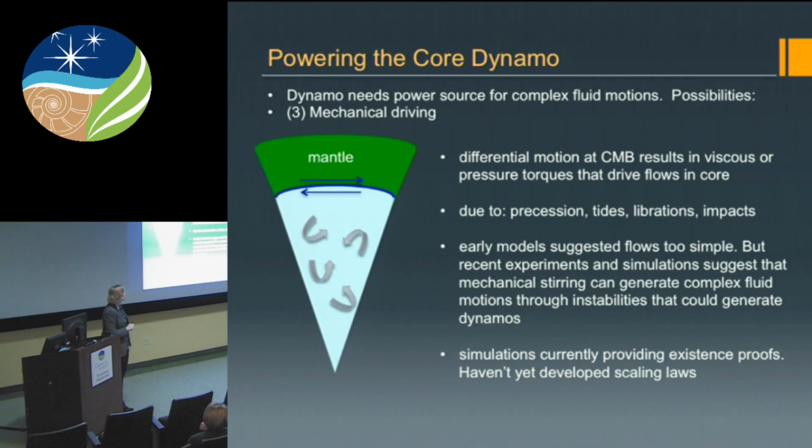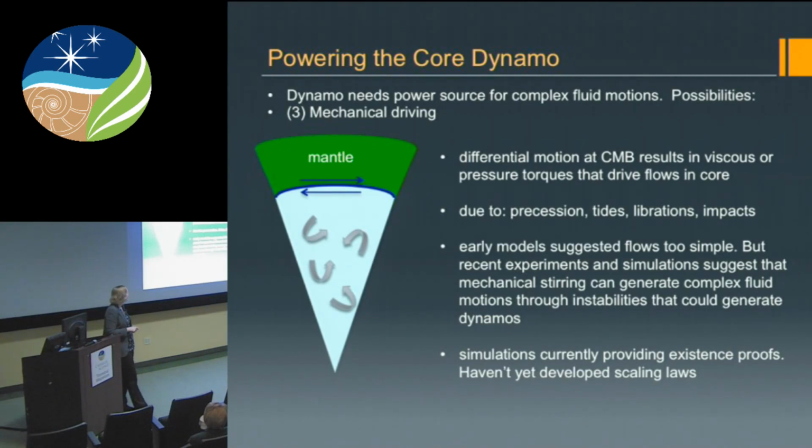impacts. Now, the reason that this was shunned for a while is there was some early work done on this. People suggested that this could actually drive the Earth's dynamo for a while. But the early work found that the types of fluid motions that you get from these mechanisms are typically too simple. They cannot generate dynamos. You actually have to have fairly complex motions in order to get a dynamo that's self-sustaining.